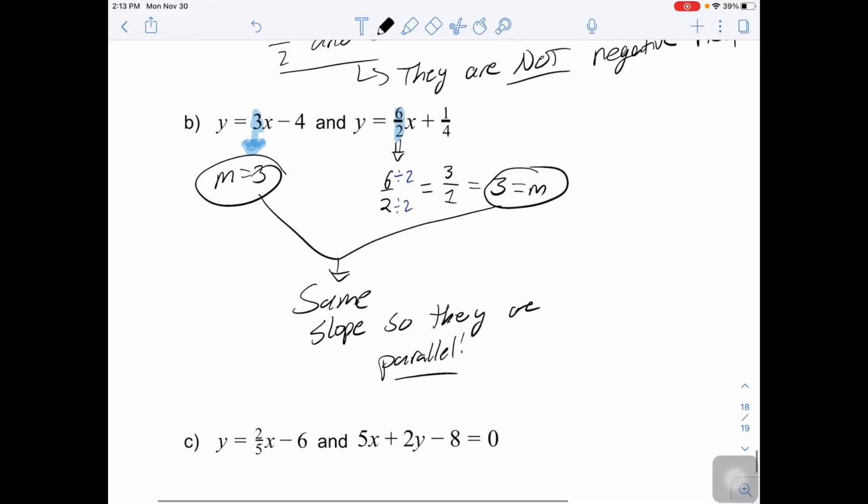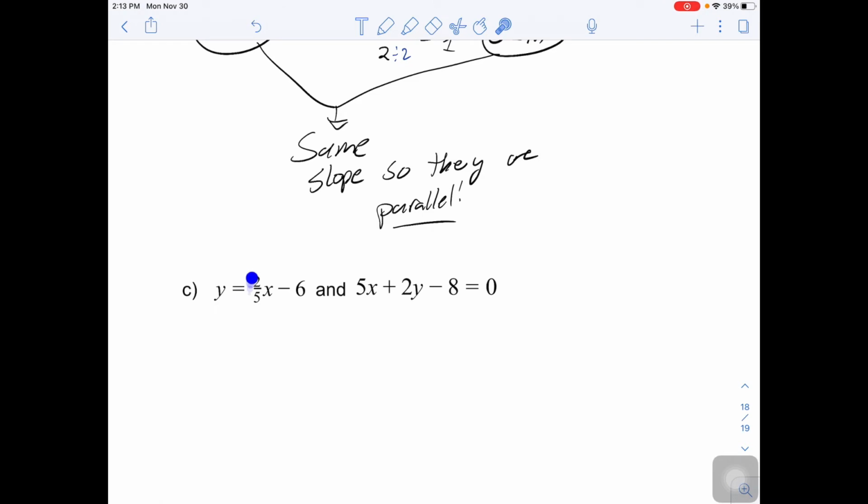Let's move on to this last one. So y equals 2 over 5x minus 6, and then you have 5x plus 2y minus 8 equals 0. This is not your slope. Why? Because this is in general form. If you haven't watched my previous videos about general form, you need to go watch that, because now we have to convert this into slope intercept form in order to compare it to this equation. So I'm going to convert.